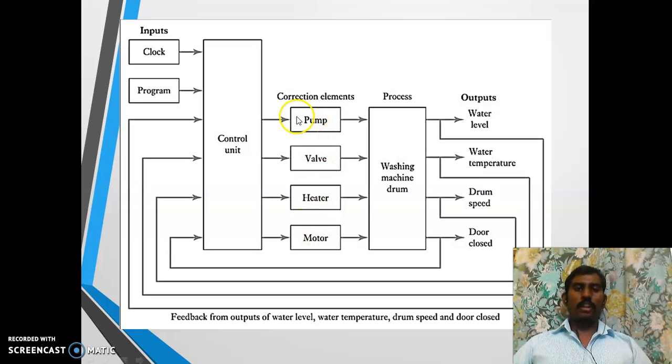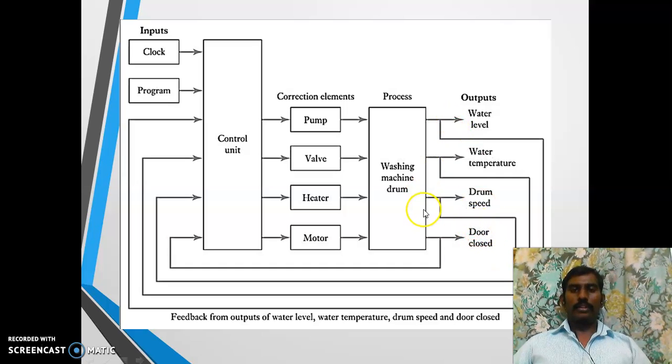The pump supplies the water from the pipe to the washing drum. The valve is used to control the water flow. The heater is used to heat the water in the drum. The motor is used to close or open the door and to rotate the drum. From the washing drum, the outputs are water level, water temperature, drum speed, and the door closed or open condition.